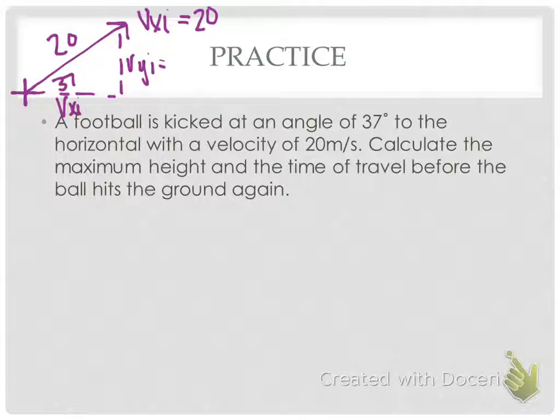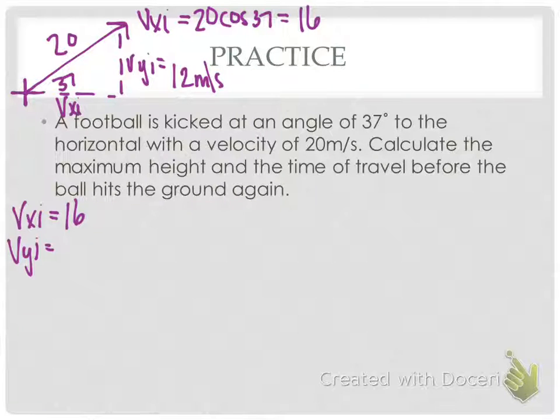For x, we're going to take our hypotenuse times cosine of 37. And I get 16. We can go ahead and round that to a whole number if you want, because both of these are really close to a whole number. And for v sub yi, I get about 12 meters per second, by using sine: 20 times sine of 37. All right, do we agree with our components there? So we've got v sub xi equal to 16, v sub yi equal to 12.